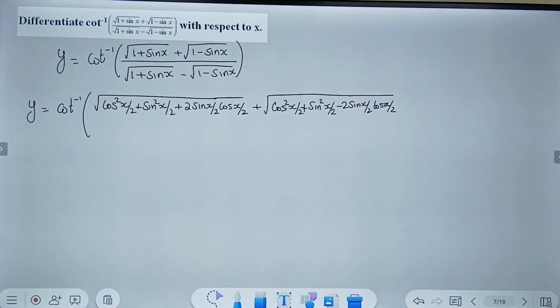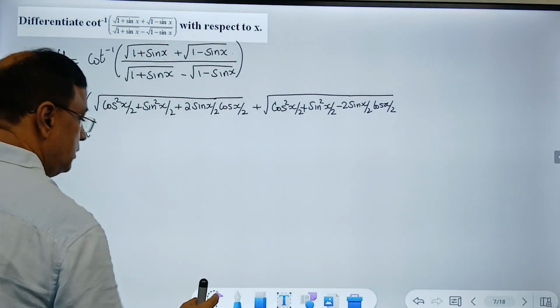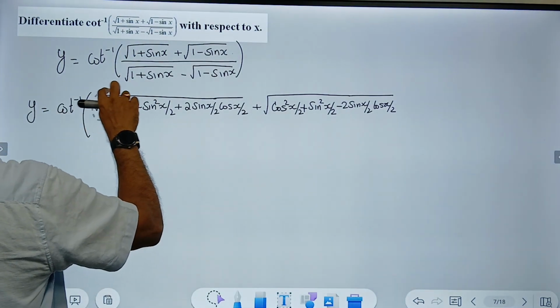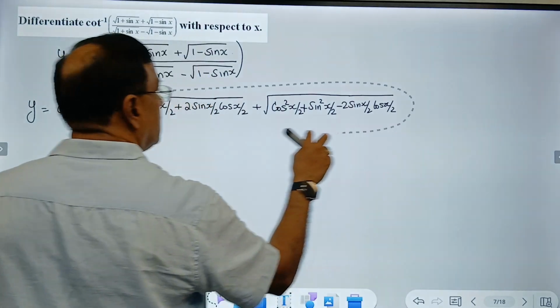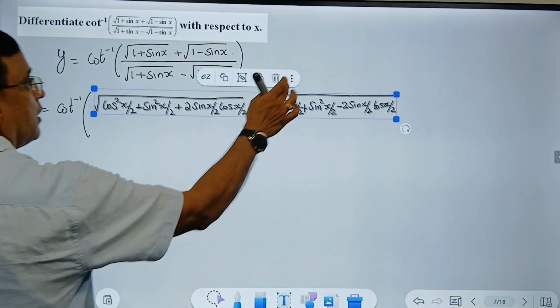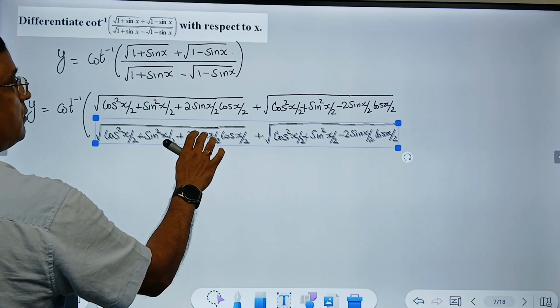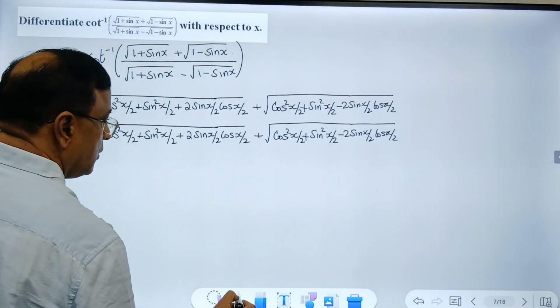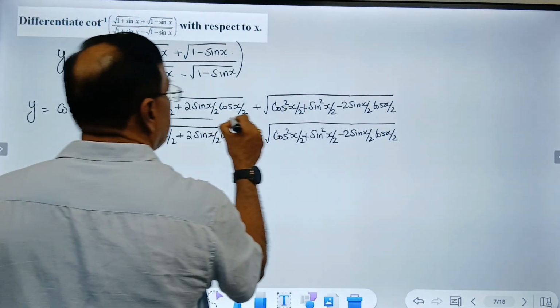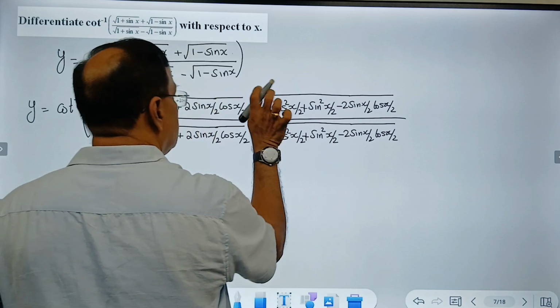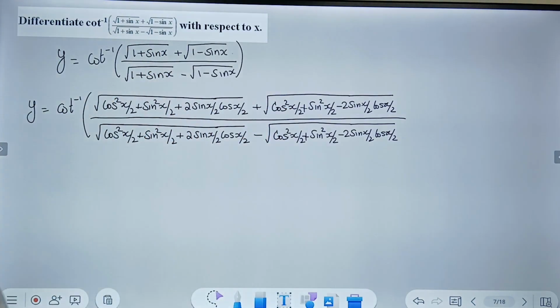Okay. Now what will happen in the denominator? Before that, I will copy this. Again, I have to write. I wrote it down. So this can be changed to minus sign. Okay.